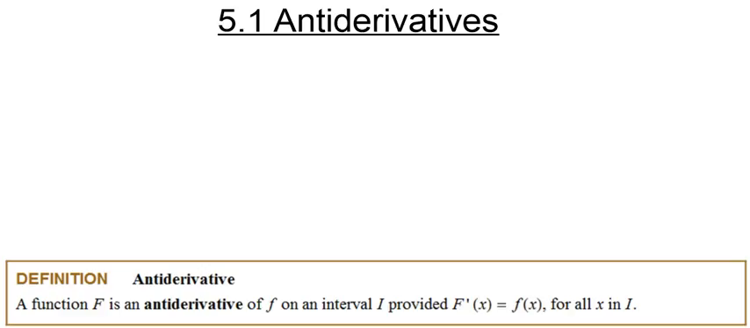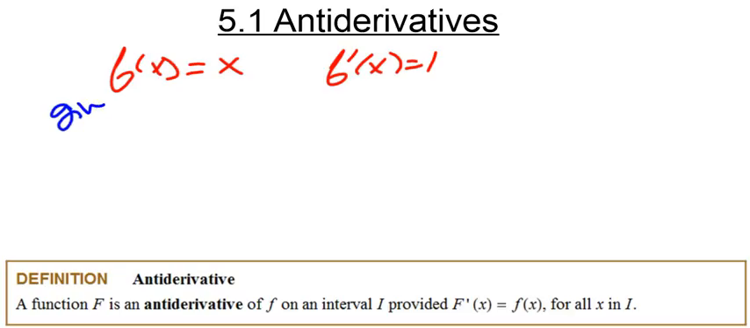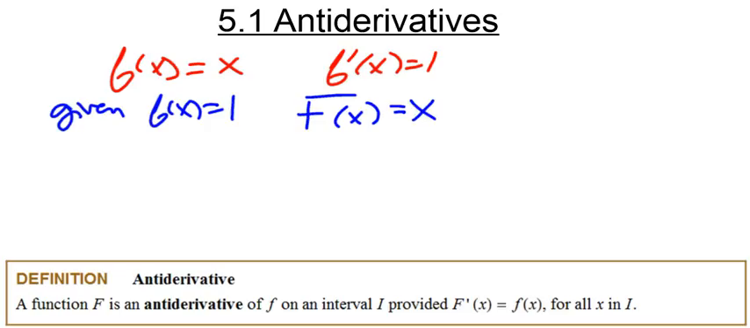We're working backwards. So we know, for example, that if we were given f(x) equals x, we could take its derivative, which would be 1. To work backwards, we would be given f(x) is 1, and we want to find its antiderivative, which I'm going to denote with a capital F(x). Going backwards, its antiderivative would be x for f(x) equals 1. So let's do another one here.